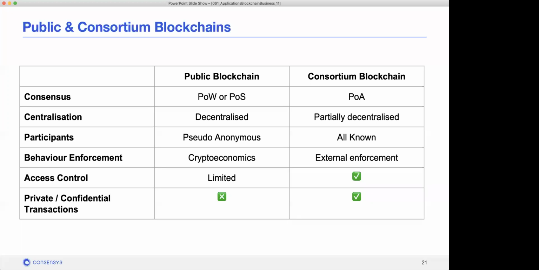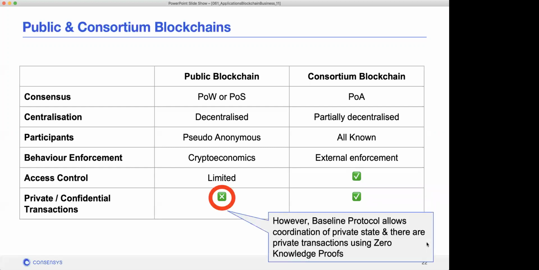Access control, so who can make changes. It's relatively limited in public chains. So if you've got some sort of programmable logic in a blockchain, it might be quite limited. Whereas in consortium chains, you can lock it down. You can limit who can do what and what they can do. So generally you can't do private transactions or confidential transactions on public chains, whereas you generally can on consortium chains. However, there is a protocol called the baseline protocol, which allows you to coordinate private state and essentially do private transactions with public blockchains.